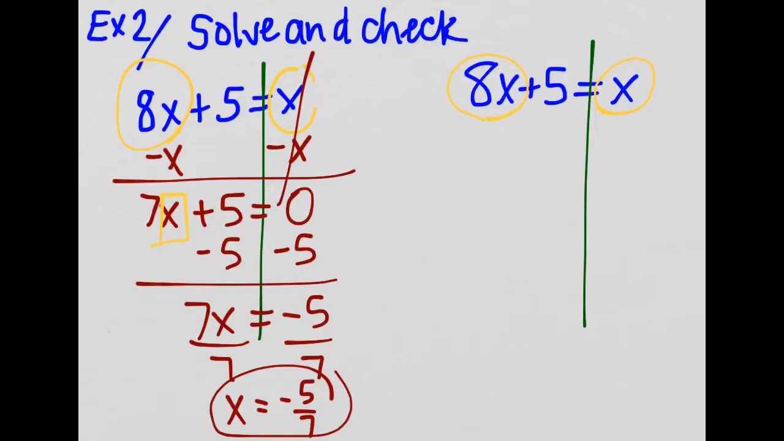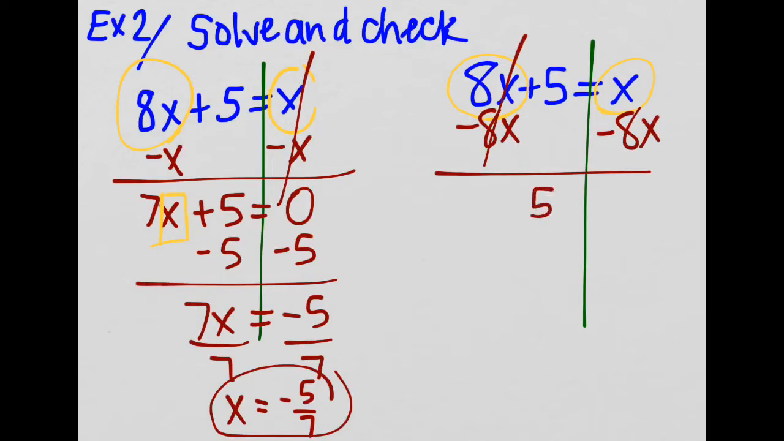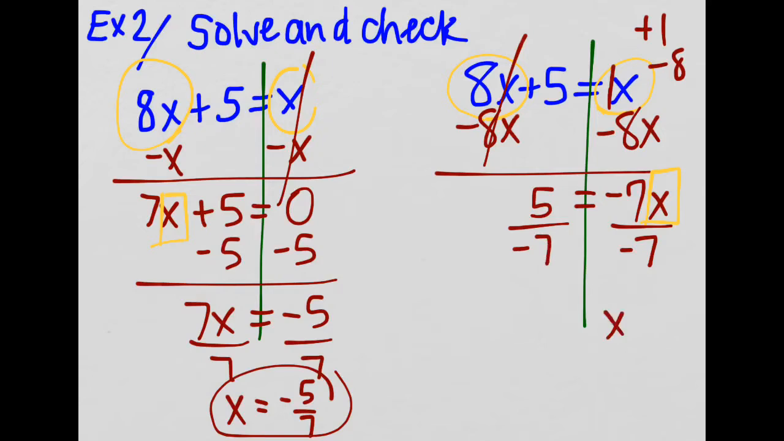So in that case, I'm going to want to get rid of this 8x, and if I do it to one side, I have to do it to the other, do the opposite. So I have 5 equals a negative 7x, because why is that a negative 7? Technically, there's a 1 there, right? A positive 1 minus 8 is negative 7. Now, I'm going to divide this by negative 7 because I'm looking for just my x, and divide the other side by negative 7. So now I get x to equal negative 5/7.